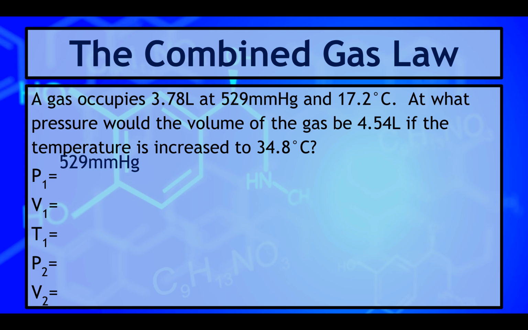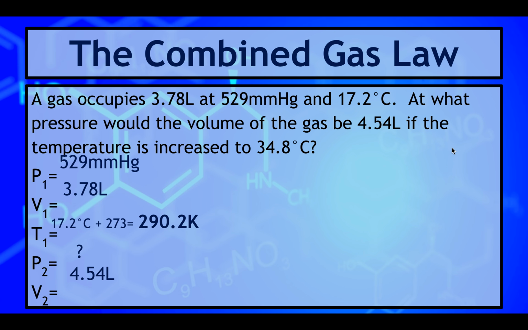So the first pressure is 529 millimeters of mercury. The volume is 3.78 liters. Our temperature we have to convert into Kelvin. So we're going to add 273 degrees to our degrees Celsius, and we'll get 298.2 degrees Kelvin. We have to solve for our pressure. That's our question mark.